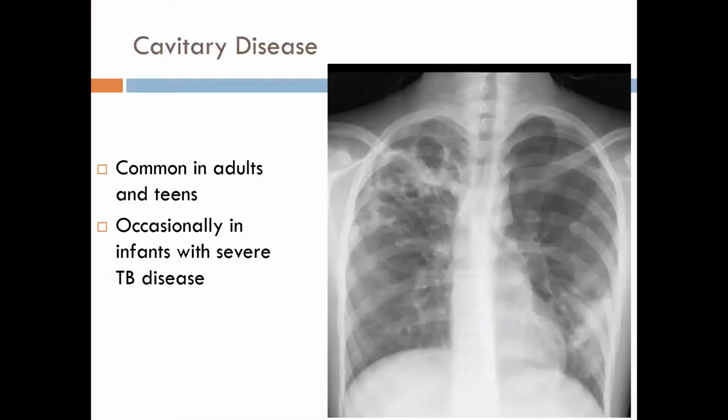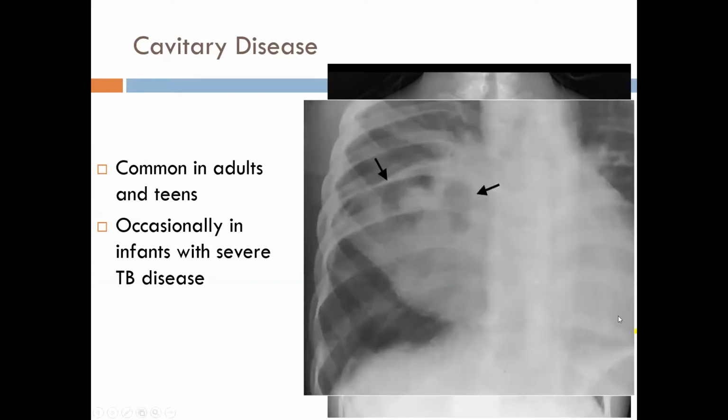And then, of course, cavitary disease. And here we have a teenager with right upper lobe cavities, also has a left lower lobe infiltrate or consolidation. Mostly we'll see this in adults and teenagers. Occasionally, I've only seen a few infants with cavitary disease. This is an infant that had a big infiltrate here and then went on to develop cavities with their TB disease.